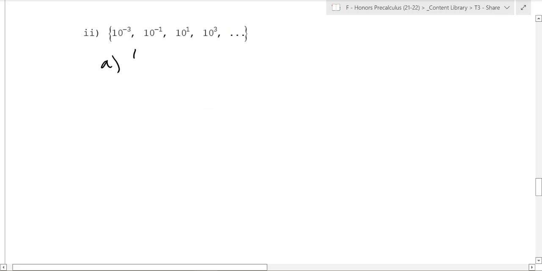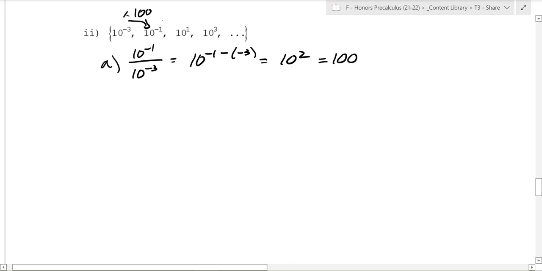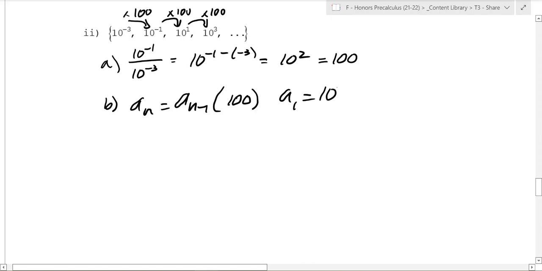So for this one, the common ratio is 10 to the negative 1 over 10 to the negative 3. And that's 10 to the negative 1 minus negative 3. So that's 10 squared. So that's our common ratio, which is just going to be 100. So you multiply by 100 to get each of the next terms. So for B, it's the recursive, so that's going to be a sub n is the last term, a sub n minus 1, times the common ratio, which is 100, and the first term is 10 to the negative 3. And then the explicit formula is going to just be 10 to the negative 3, the first term, times 100 to the n minus 1. That's the ratio to the n minus 1 power.